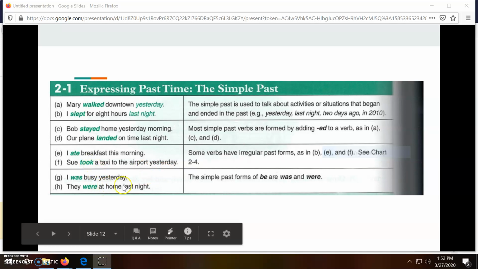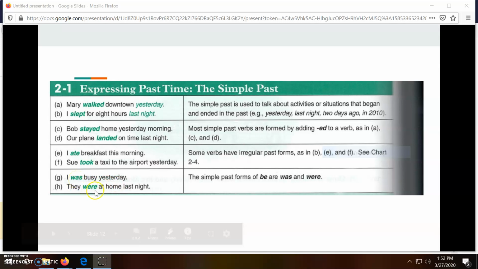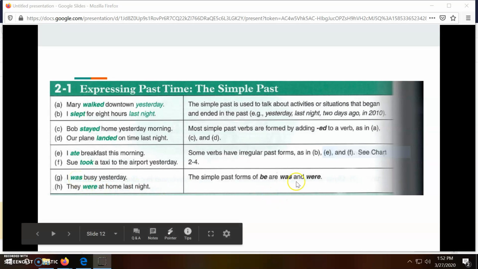The verb to be has two forms in the past, was and were. Was is for singular subjects and were is for plural subjects. So that's what we talked about yesterday.